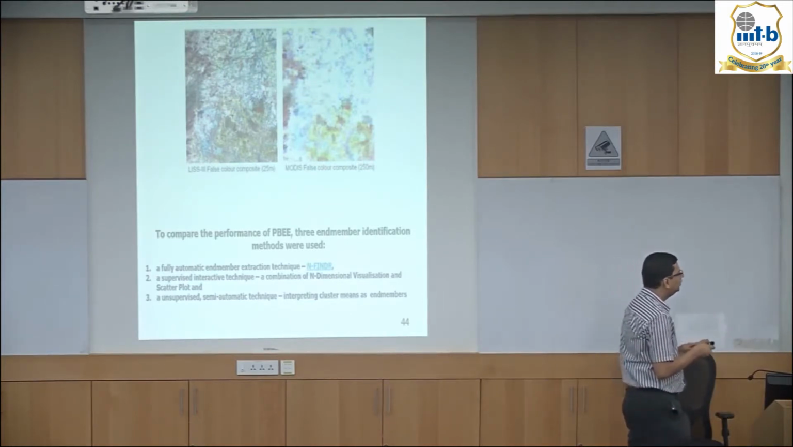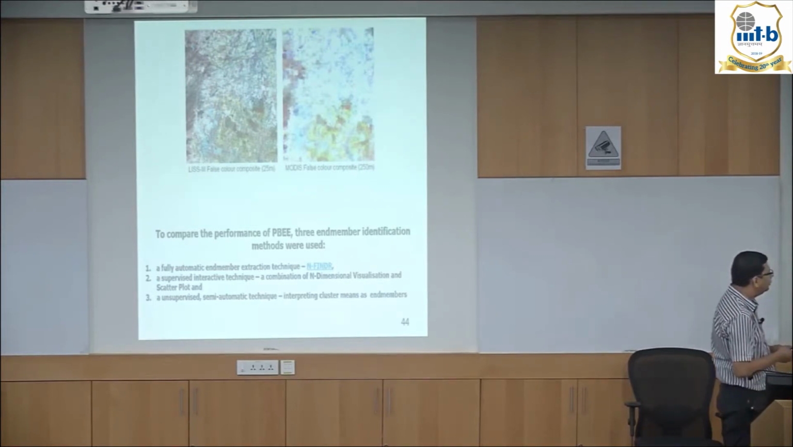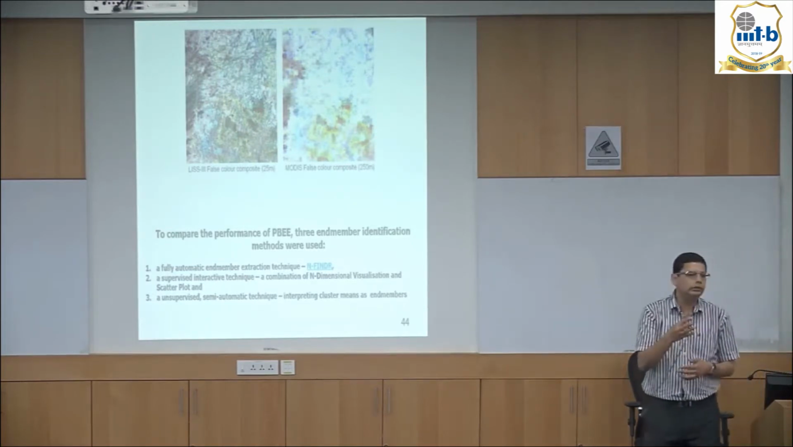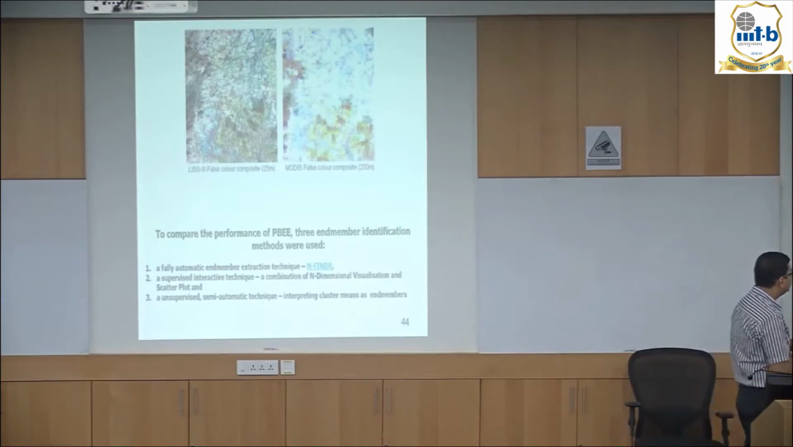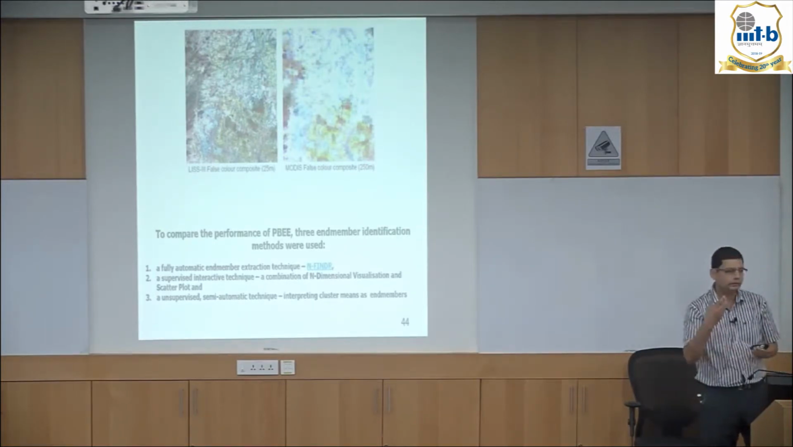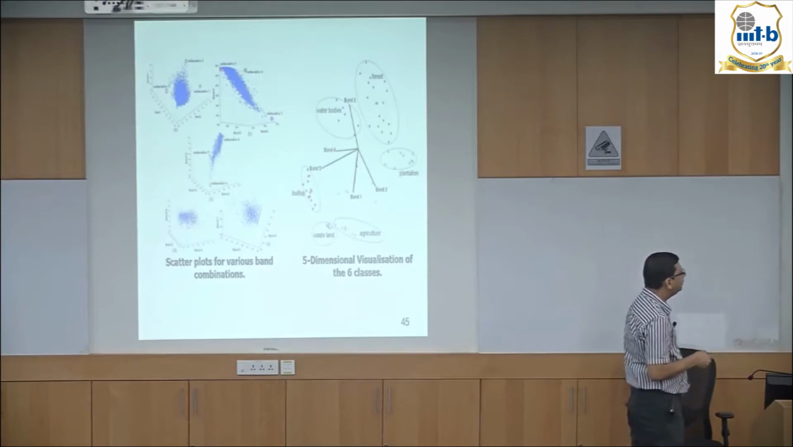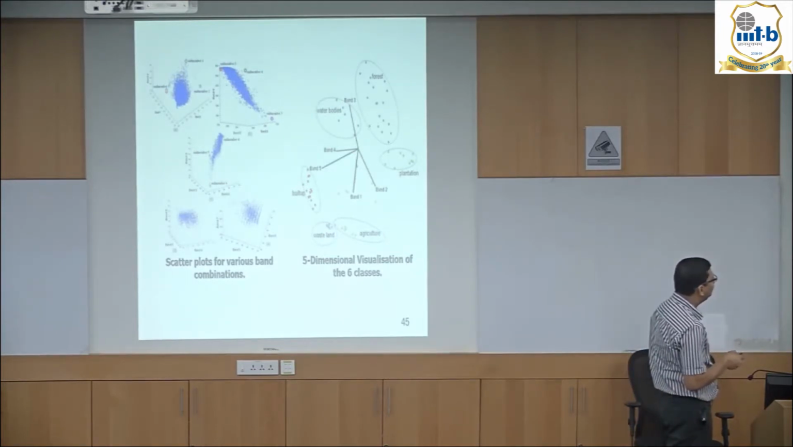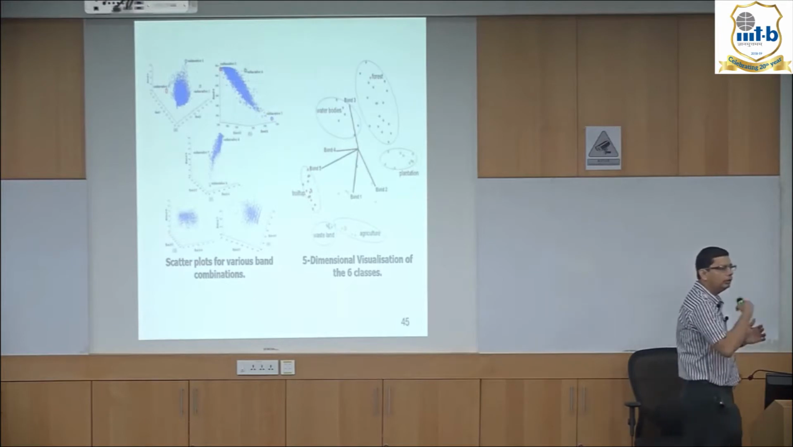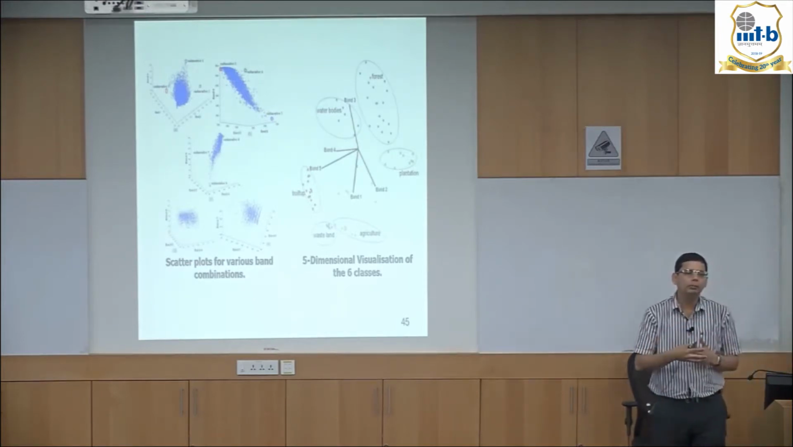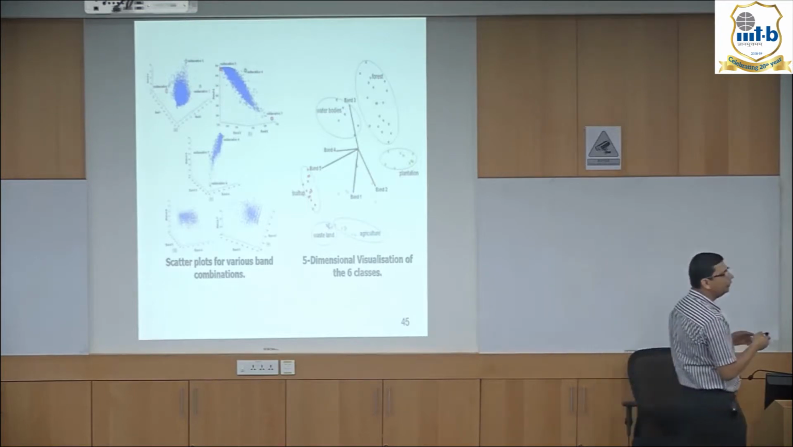So we compared the performance of this technique with a popular technique called nFindR, with a supervised interactive technique where we used an n-dimensional visualization and scatter plot to identify the end members, and an unsupervised technique, for example k-means, to estimate the class means of the different end members. Here I show you some scatter plots of various band combinations, band 6, band 5, band 7. Typically end members tend to fall in a triangle or in a square, and they hold the extreme pixel position. So we get end member 1, end member 2, end member 3. If you repeat this experiment with various band combinations, you will come up with very unique end members which can identify different classes in the image.